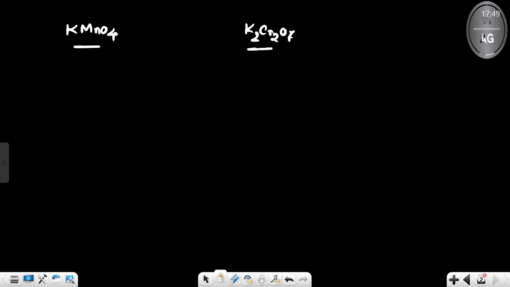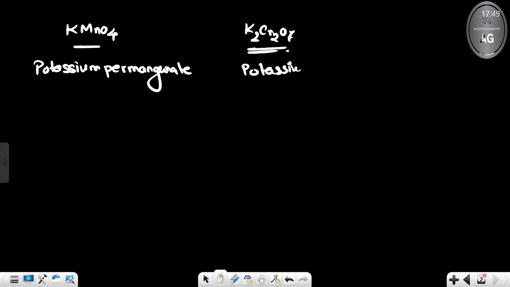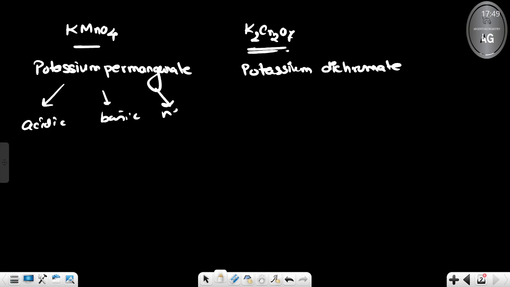That is K2Cr2O7. This is called potassium permanganate, and this one is called potassium dichromate. Potassium permanganate, potassium dichromate. We will study this reaction under three categories: acidic medium, basic medium, neutral medium. Here we will study only acidic medium. Though it was supposed to be all the media, in your book it is given only for acidic medium. So we read only those reactions that are given in the book.